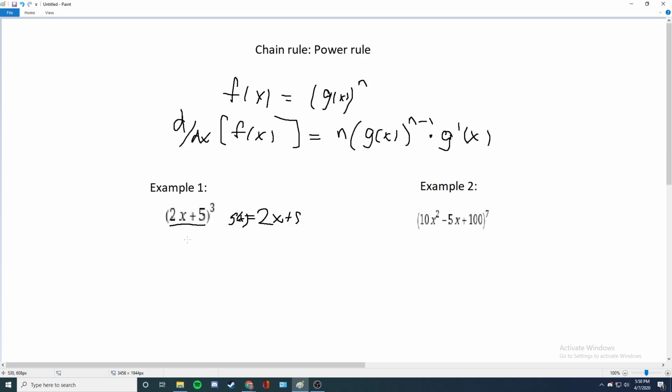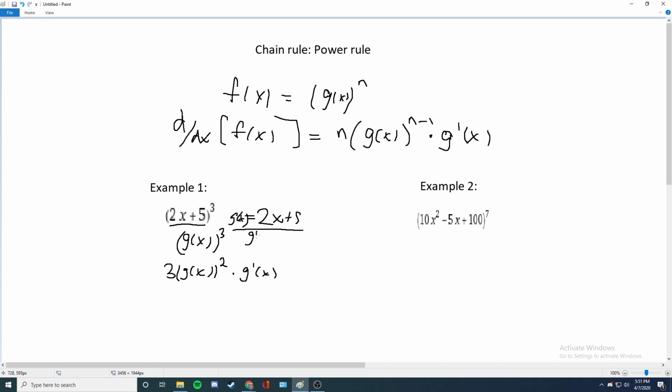So now we're really dealing with this g of x to the third power, which if we follow the rule, will end up giving us 3 times g of x to the second power, because it's 3 minus 1 power, times the derivative of g of x. So from here, all we really need to do is find what the derivative of g of x is, and then we can plug everything back in and get our final answer.